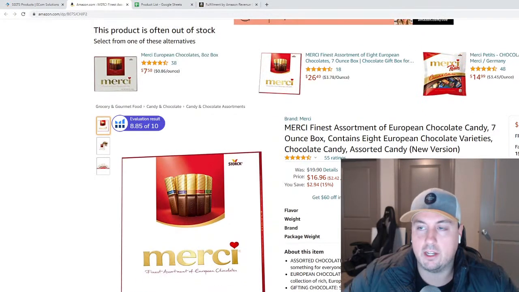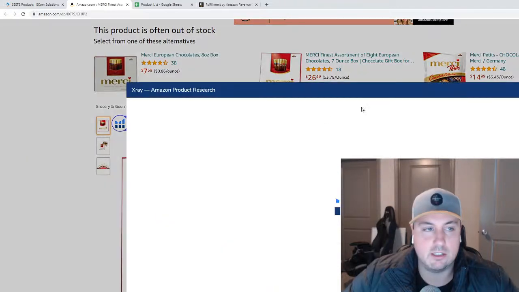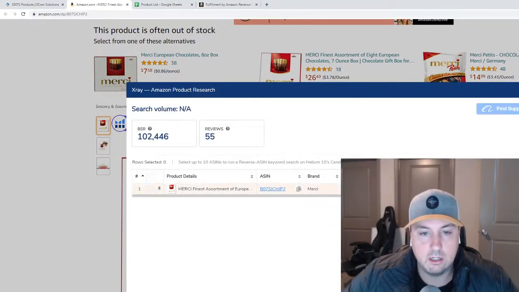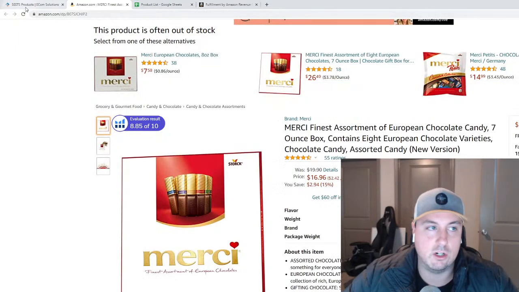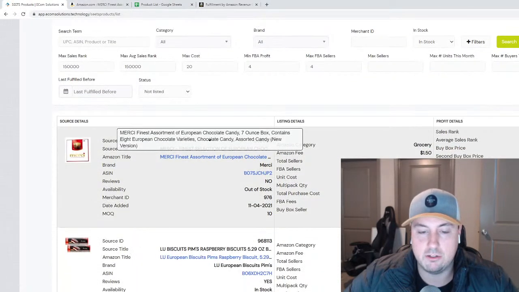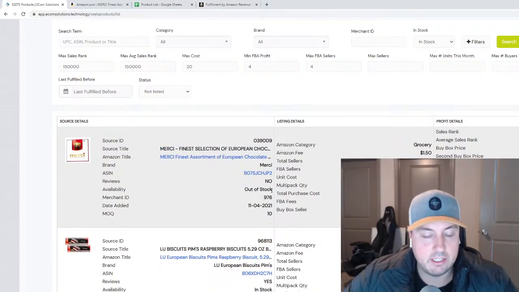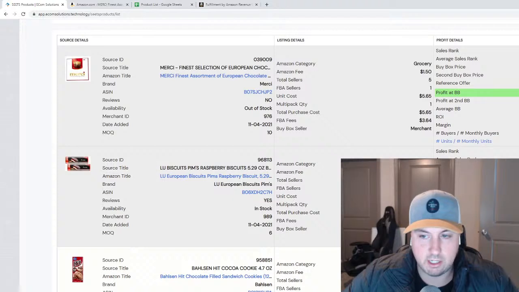So yeah, if we can just pull up Helium 10 to show you what I'm looking at here in terms of the sales. Okay, so this only sells 4 times a month, and someone just ordered 35 units of it, so I'm not interested in this product. And also the availability, it's out of stock, so I would not want that one.